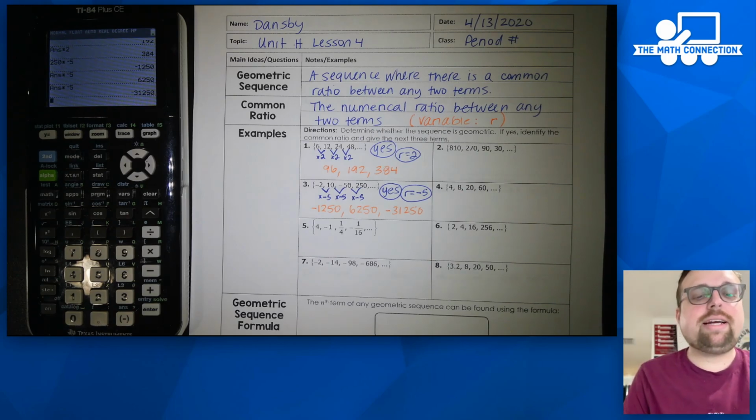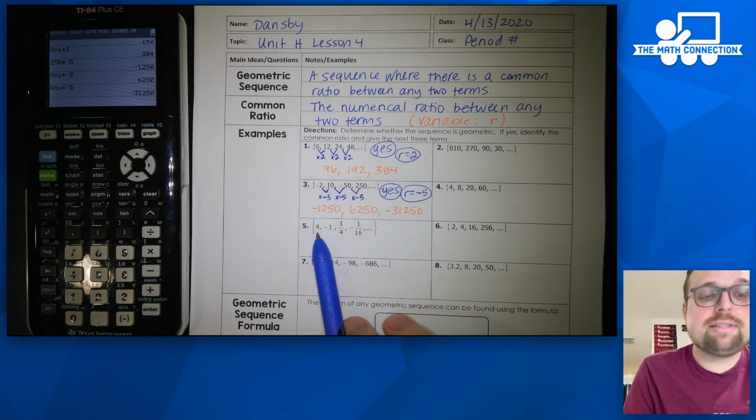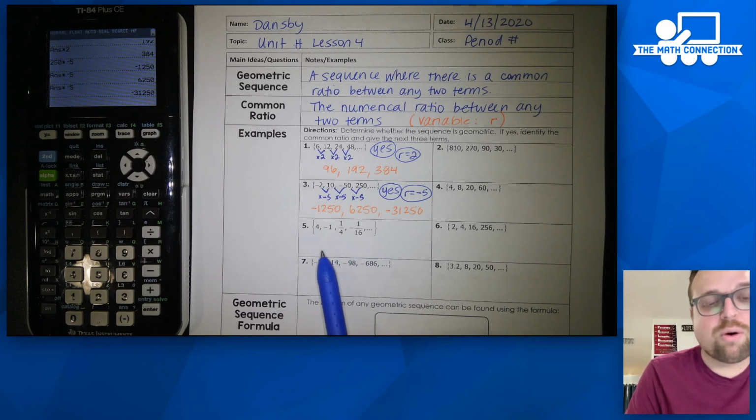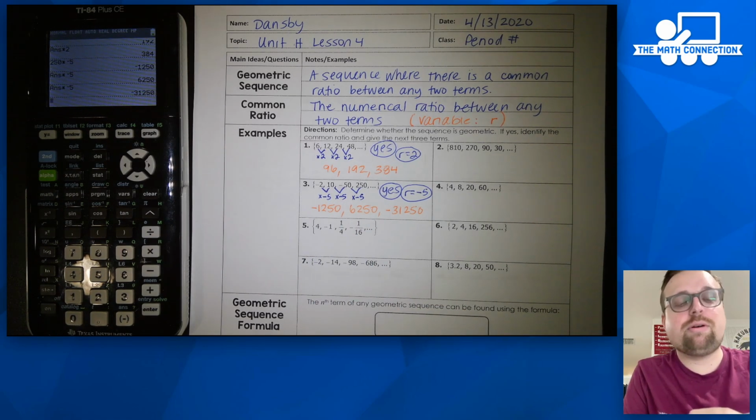Okay, so let's take a look at number 5. In number 5, it looks like we have some sign switching. So we have positive, negative, positive, negative. So our ratio is going to be a negative number again, just like we saw in the last one.